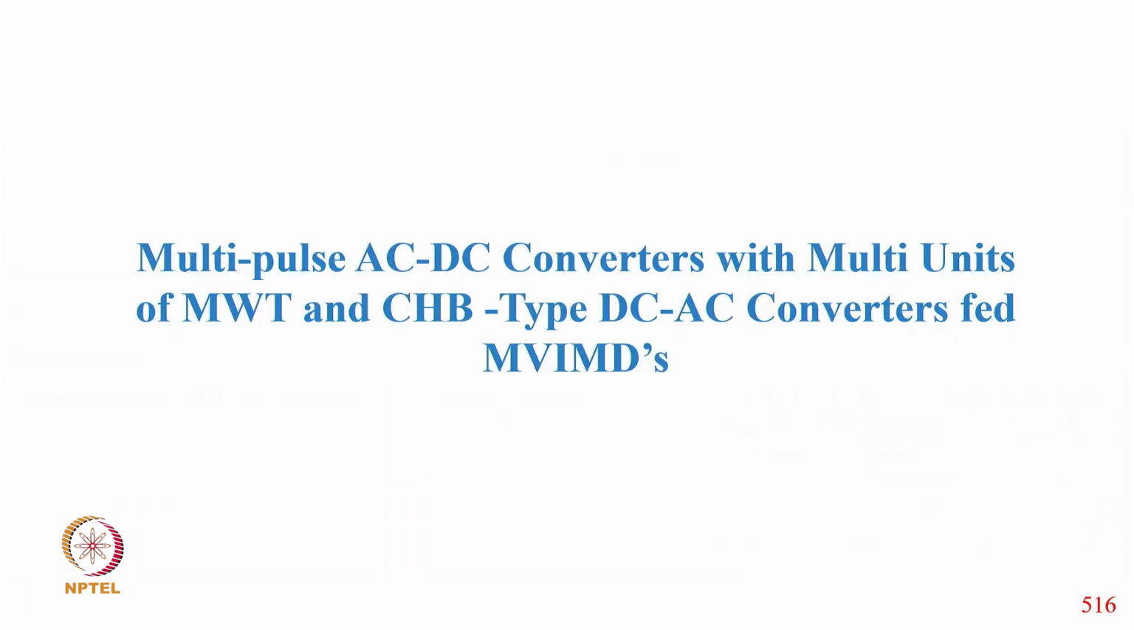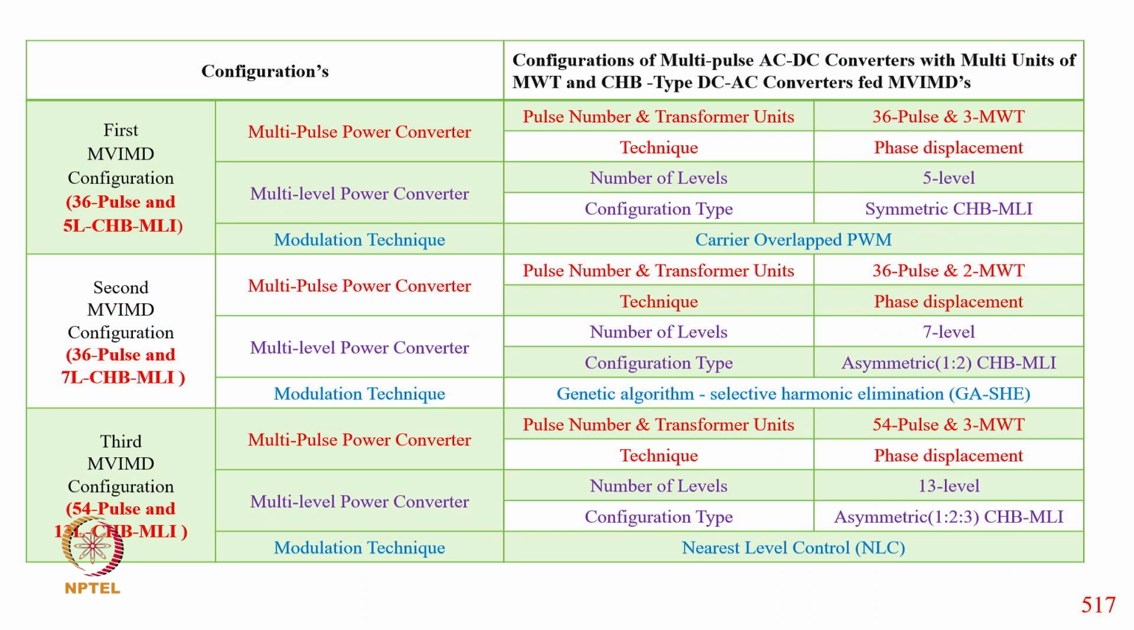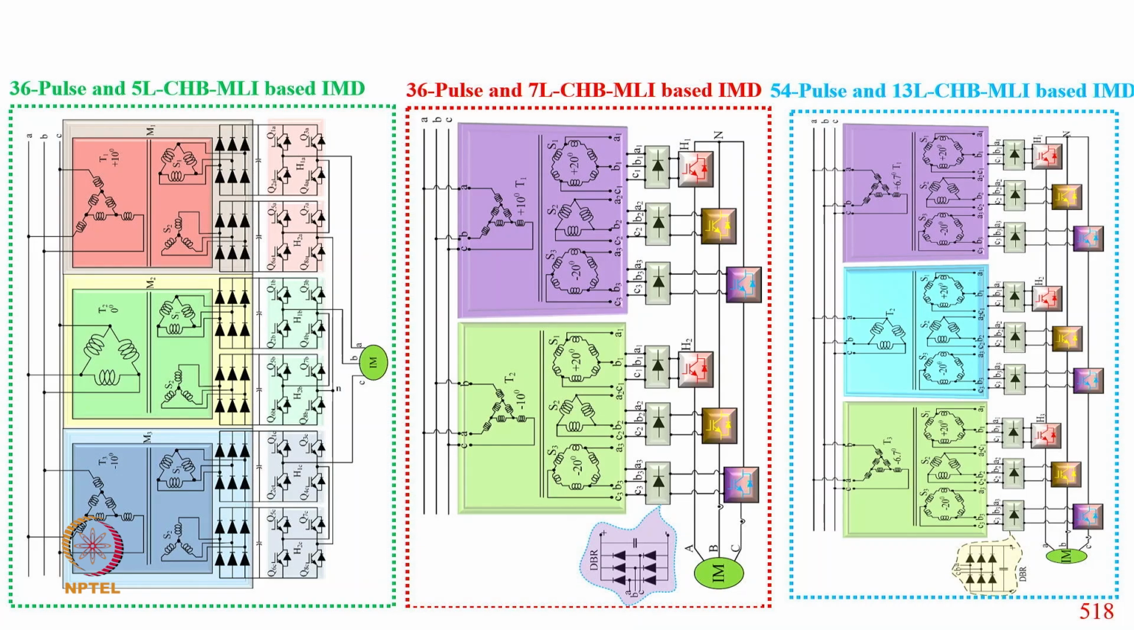Now coming to the multi-pulse AC/DC converter with multi units of multi-winding and cascade based DC/AC converter paired with a medium voltage drive. So here we have a 36 pulse converter and a 54 pulse converter, and then the different multi-level converters: 5 level, 7 level, and 13 level. So these are 36 pulse with 5 level, 36 pulse with 7 level, and 54 pulse with 13 level converter.